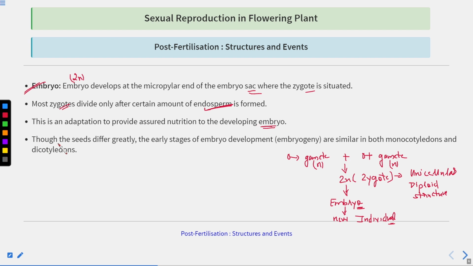Now, though the seeds differ greatly, the early stages of embryo development are known as embryogeny. So the stages of embryo development are known as embryogeny. The early stages of embryo development are similar in both monocots as well as dicots. Angiosperms, which are the flowering plants, are further divided into monocots and dicots. Monocots have one cotyledon, whereas dicots have two cotyledons.